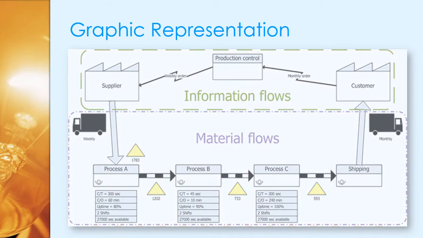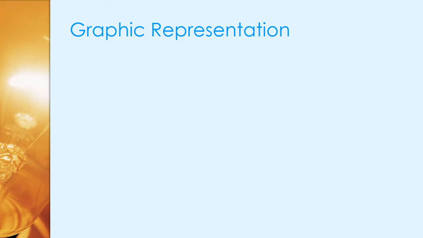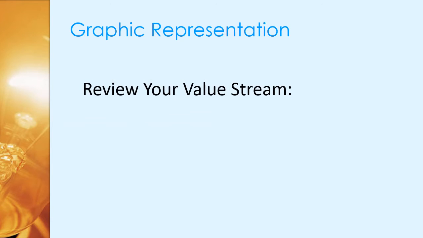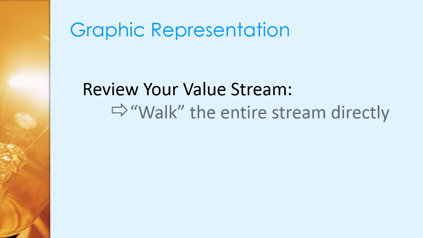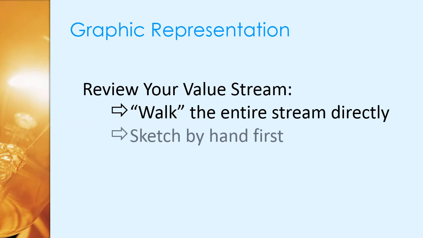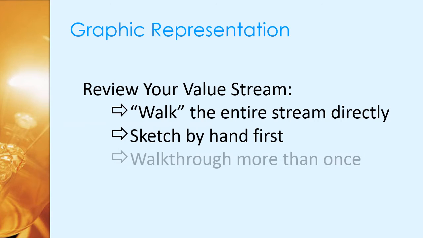Tips for reviewing your value stream map. At least one team member needs to walk the entire value stream and experience the process as directly as possible. Don't just rely on reports. Sketch the value stream map in its entirety by hand first. Capture everything you can and organize using mapping software later. Walk through more than once, perhaps starting with a quick overview and then a more detailed walkthrough. Try a reverse walkthrough. This might also uncover more details.